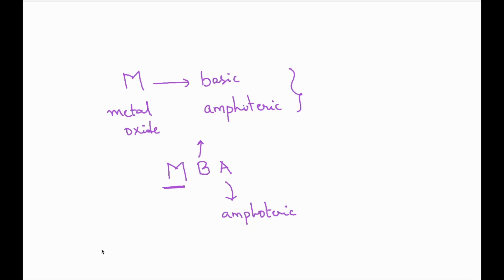And next we'll be discussing non-metal oxides. Non-metal oxides can either be acidic or neutral. Let's study them in the next slides. We can remember them as non. So N as in non-metal oxide can be an acidic or neutral oxide.